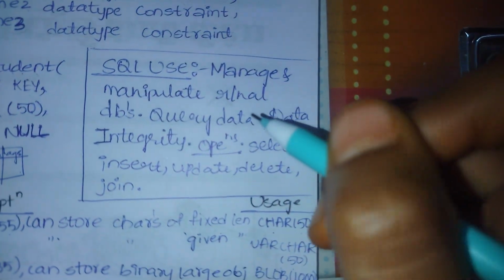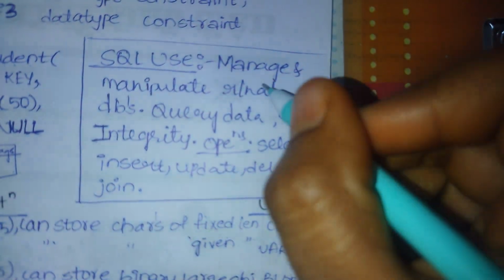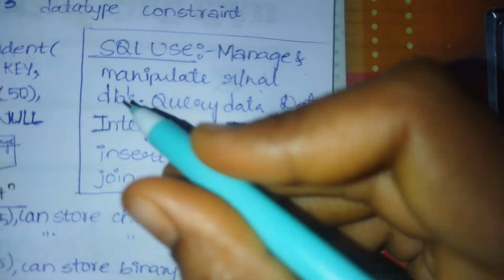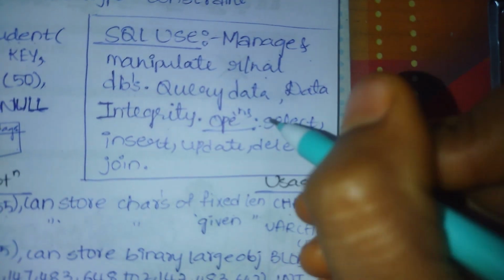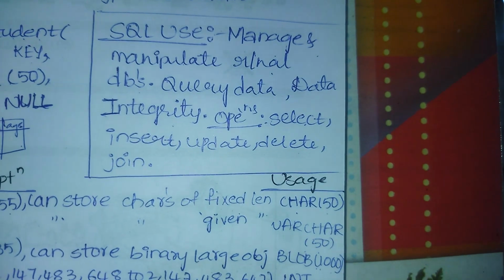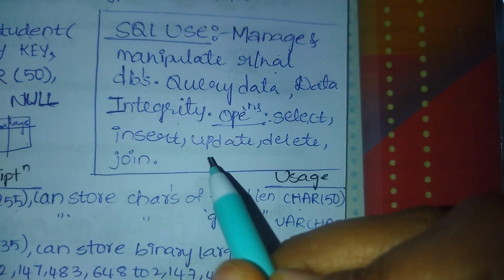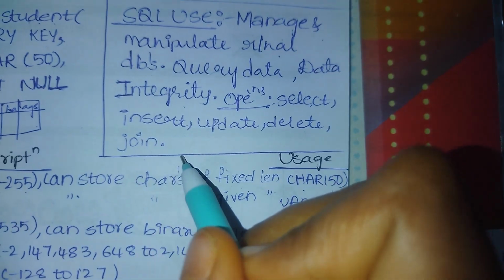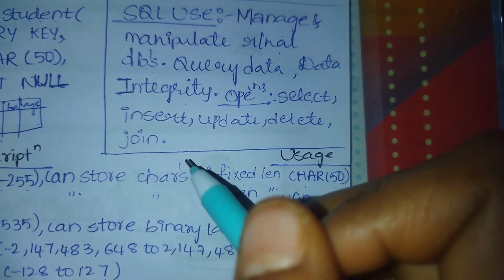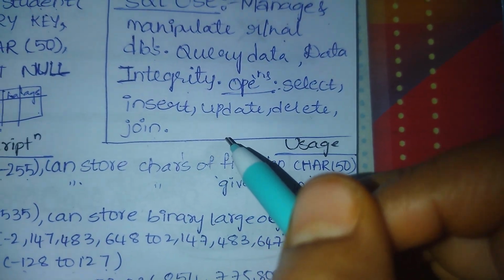This is the usage of SQL language. We can manage and manipulate relational databases with query data, query integrity. Operations like we can perform select, insert, update, delete, join. We have join in 3 types: left join, right join, full join.